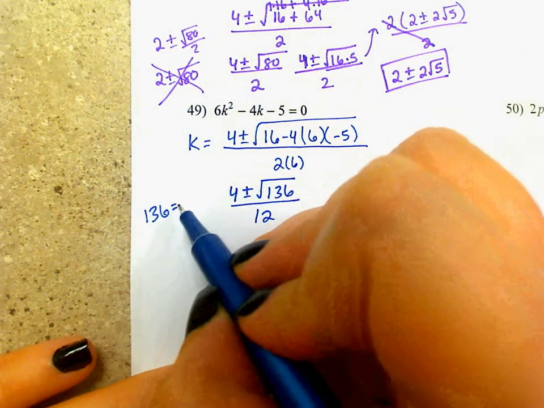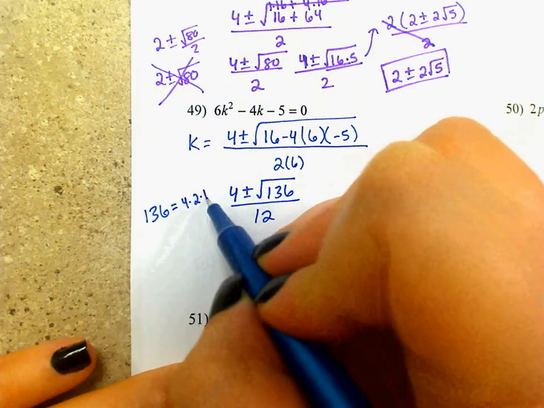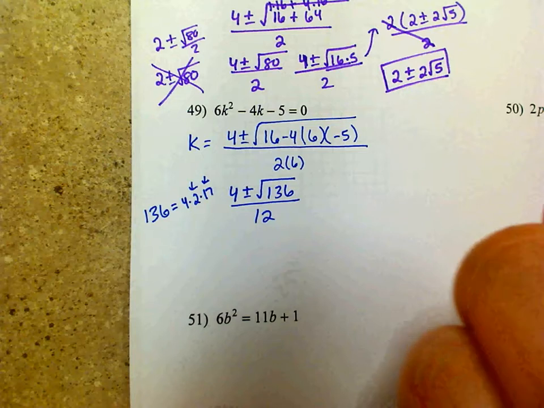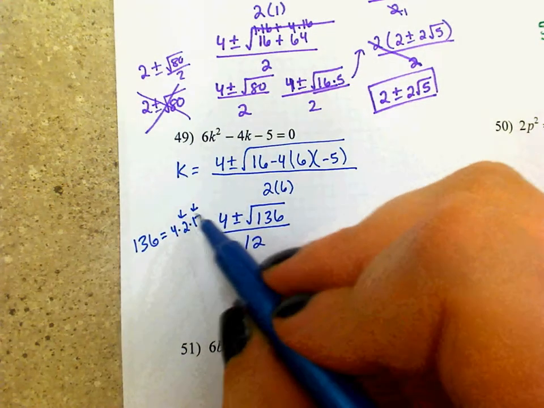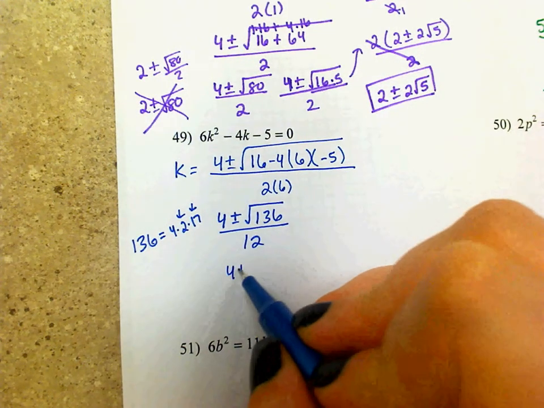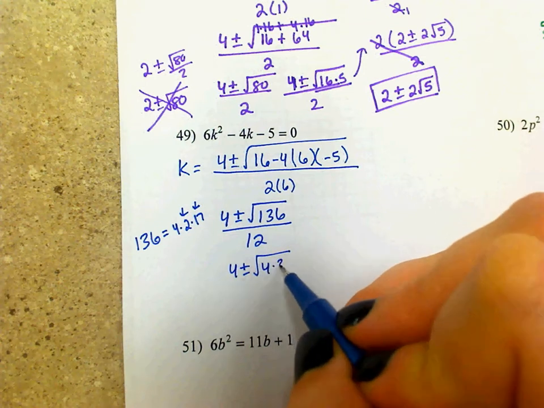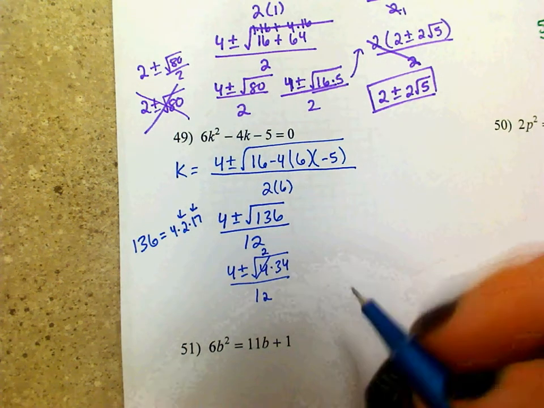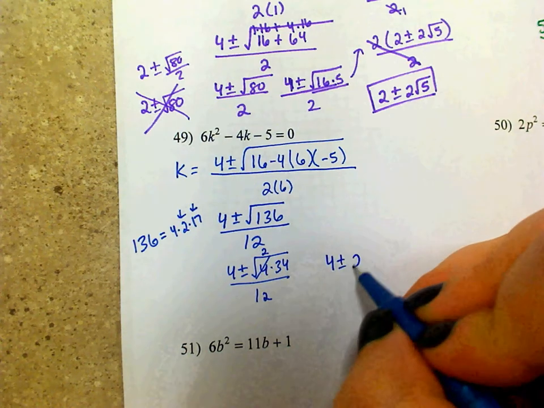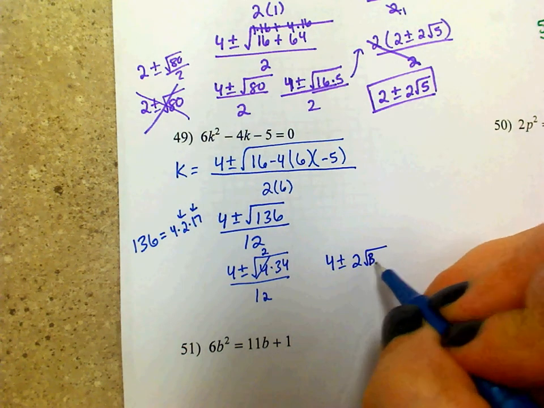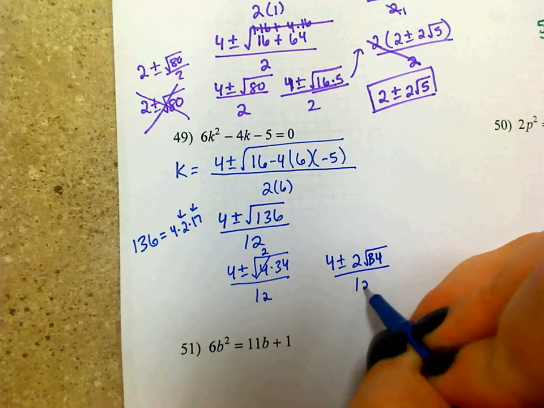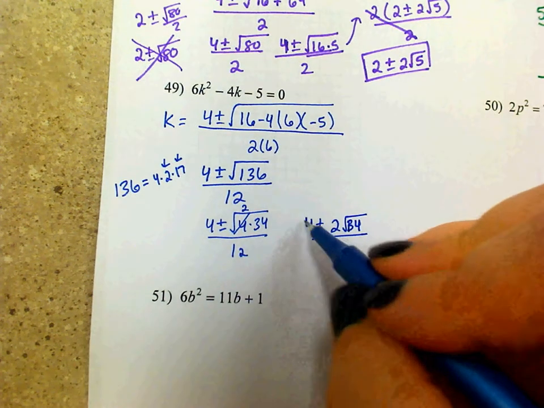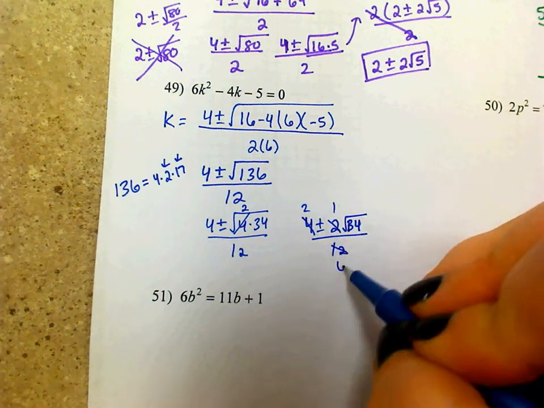Okay, so 2 times 17 is 34, so this is 4 plus or minus the square root of 4 times 34 all over 12. Square root of 4 is 2, so 2 goes on the outside. 4 plus or minus 2 square roots of 34 all over 12. Now we can simplify the 4, 2, and the 12. They all divide by 2. So 2, 1, 6. 2 plus or minus the square root of 34 over 6. And there you go.